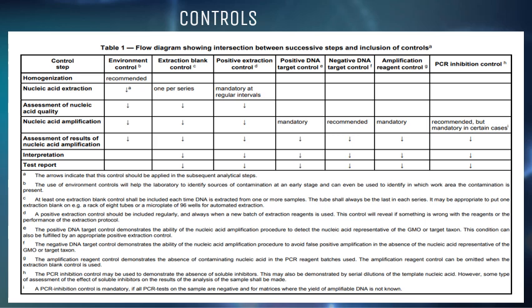The PCR inhibition control may be used to demonstrate the absence of soluble inhibitors. This may also be demonstrated by serial dilutions of the template nucleic acid. However, some type of assessment of the effect of soluble inhibitors on the results of the analysis of the sample shall be made. A PCR inhibition control is mandatory if all PCR tests on the sample are negative and for matrices where the yield of amplifiable DNA is not known.